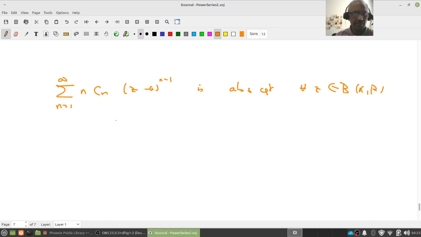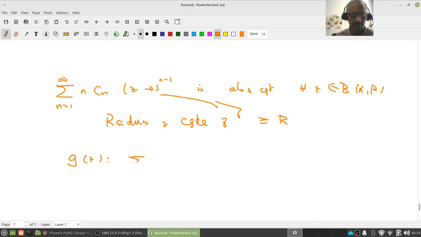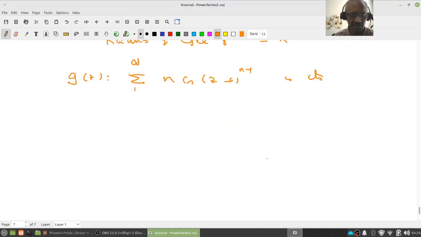So the radius of convergence of this series is greater than or equal to capital R. Therefore, if I define g of z to be the sum of n times cn z minus a to the power n minus 1, this is continuous. Remember, whenever a power series converges in B(a, R), the sum function is going to be continuous. Therefore, this is continuous. Is that okay? Very good.